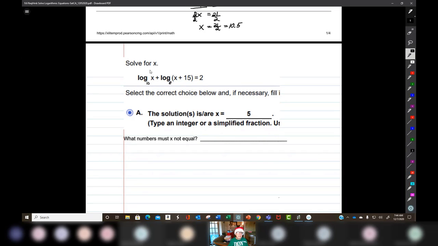This argument is x. X has to be strictly greater than 0. And x plus 15 has to be strictly greater than 0. Well, I have to solve that. X is strictly greater than 0 is already solved. But x plus 15 is strictly greater than 0, I have to solve it. Subtract 15 from both sides of the inequality. There. So x has to be two things, really? It has to be greater than 0 and it has to be greater than negative 15.